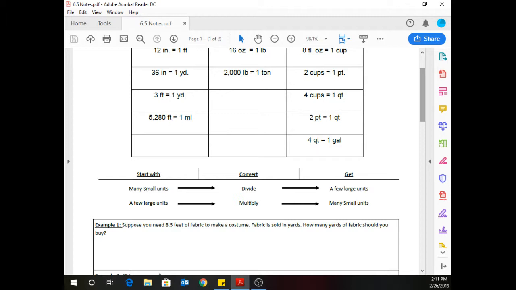This is where that second strategy may be a bit confusing. If you go from small to large, you're going to divide. If you go from large to small, you're going to multiply. Basically, the large is consisting of a bunch of small things.